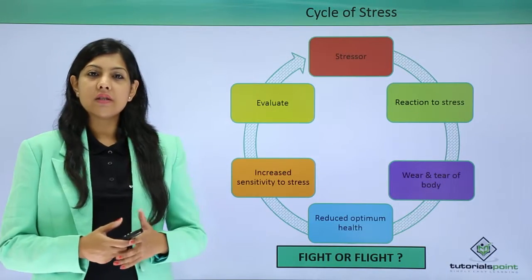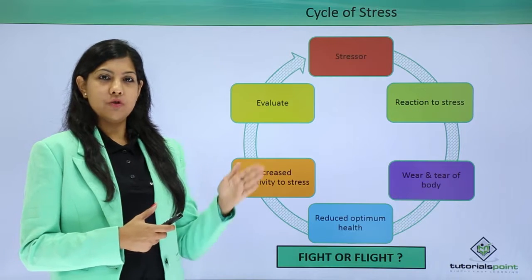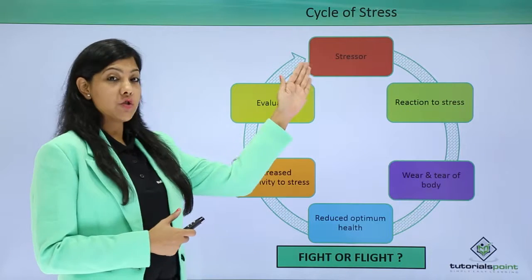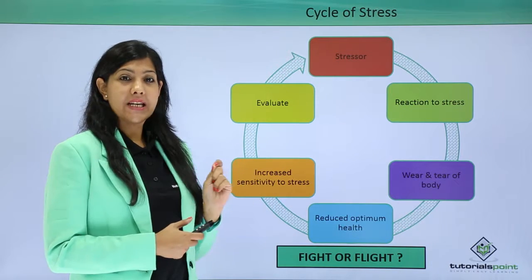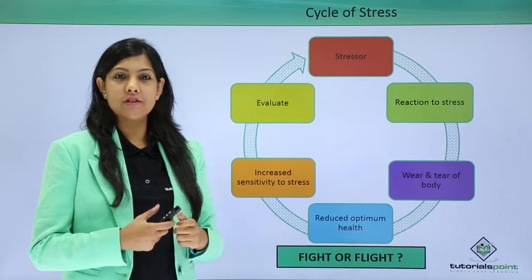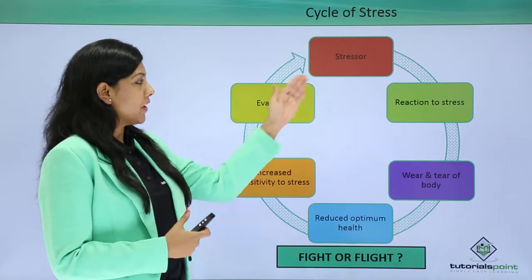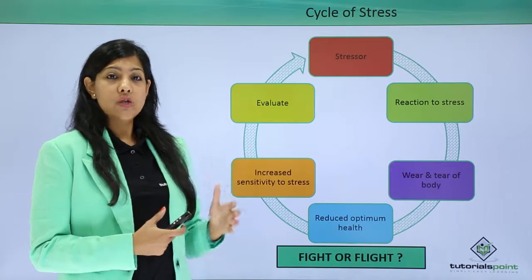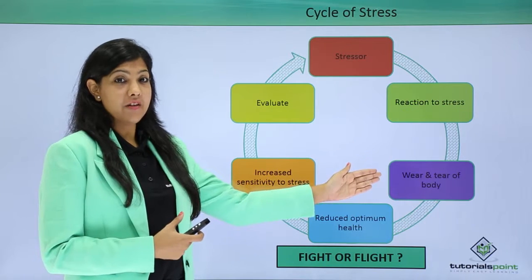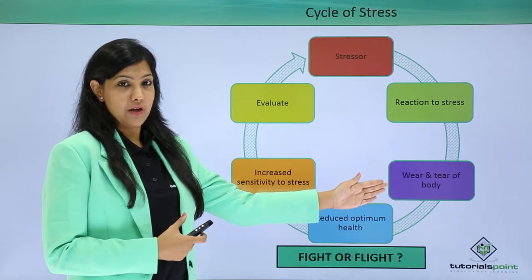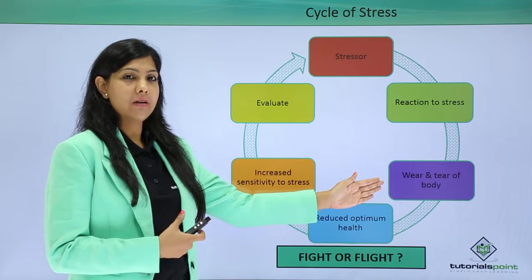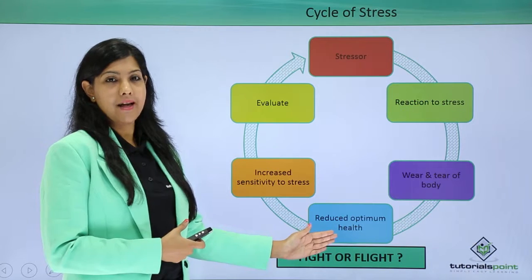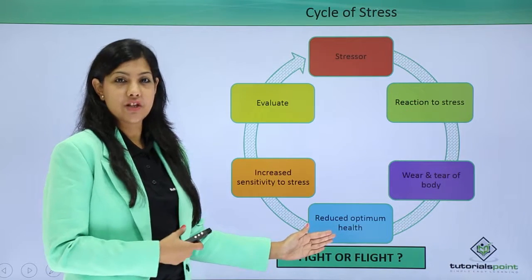Let's understand now what the cycle of stress is. Stress goes through different phases and cycles, and let's understand each of these phases. There is a stressor or a trigger which initiates that stress, which causes reactions in our body, because of which we react to stress either in a positive fashion or in a negative fashion. If we react to stress in a negative manner, we are having wear and tear of the body, because of which there is reduced optimum health, and that affects our health.